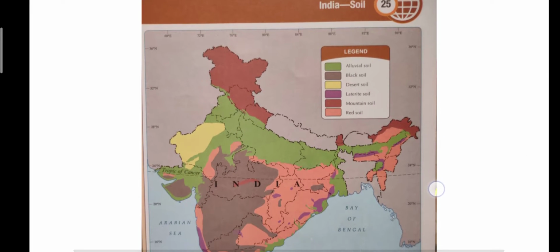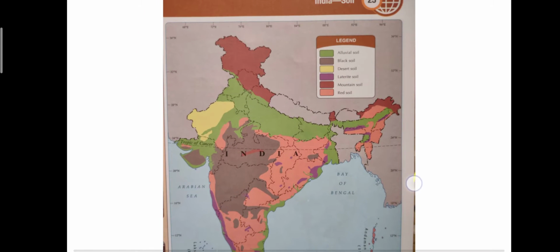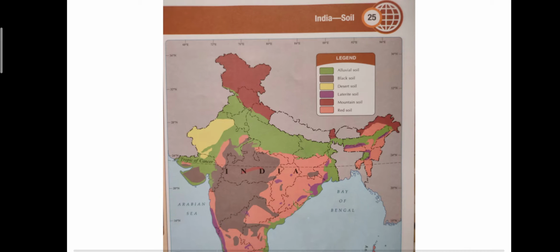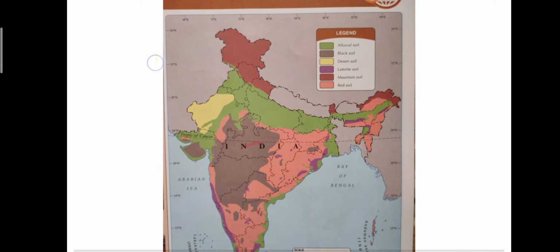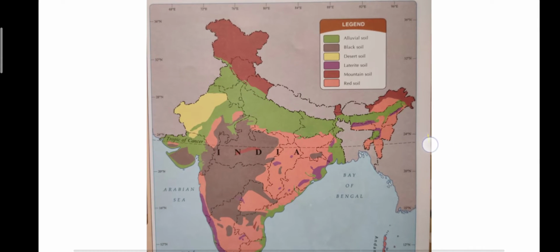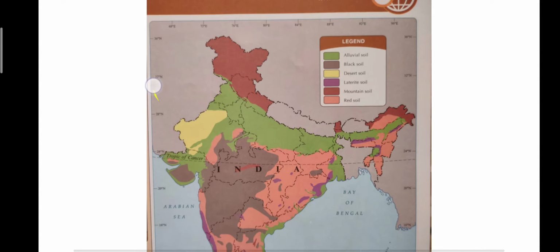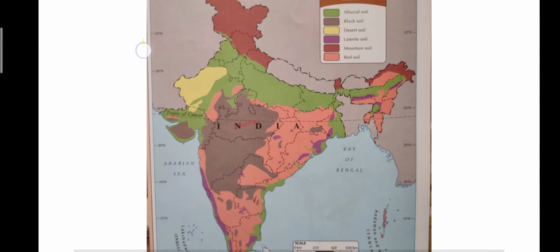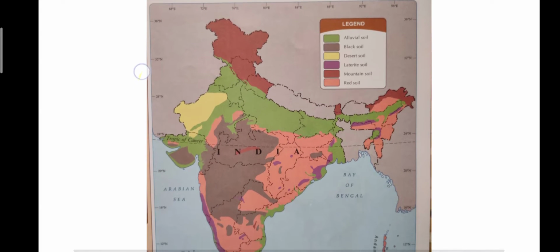So this is a thematic map, and this is showing only one specific feature, which is the soils, the different types of soils that are present in India. So this map will only show the different soils which are present in India. For example, where do we find alluvial soil? So all the places which have been shaded with the color green will give you an idea where you will find the alluvial soil.